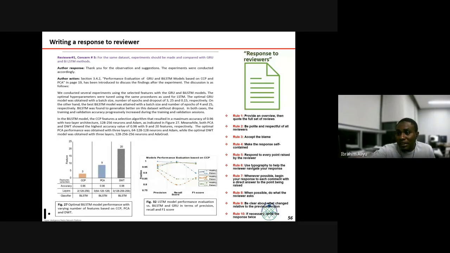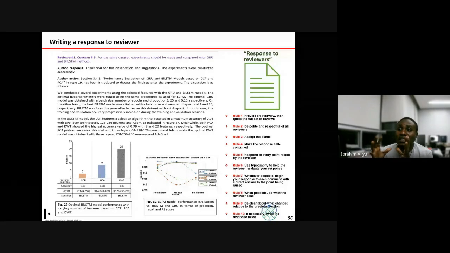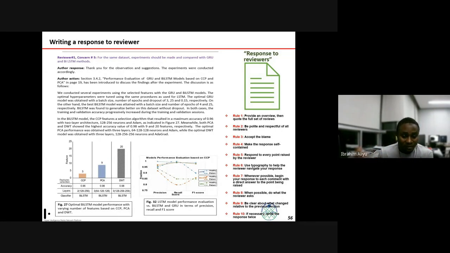You can see I said something has been introduced in page 9 to discuss the finding after the experiment. The discussion is as follows. So I discuss a little bit, an excerpt. This is the result I found, and you could see how I put it. Then they said, whenever possible, begin your response to each comment with a direct answer. In my authors' response, you can see I thank them. Then I said, the response is that we conducted the experiment. We accept what they said and investigated.